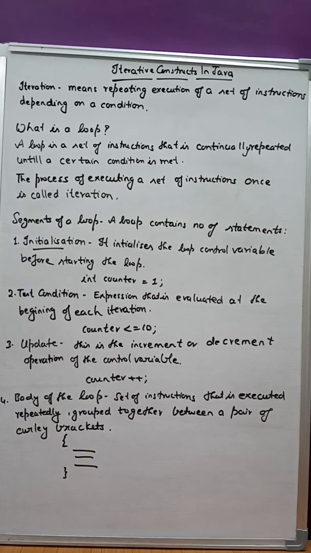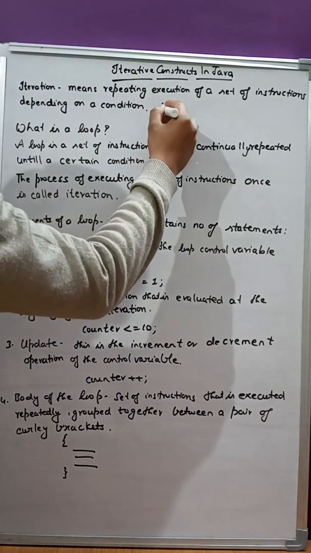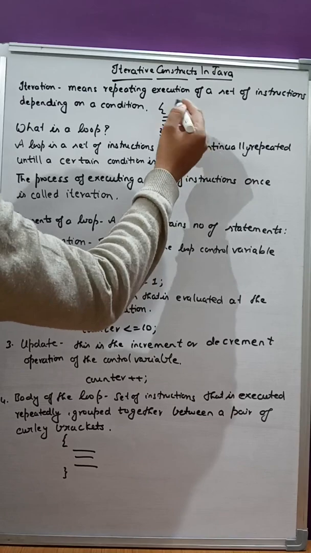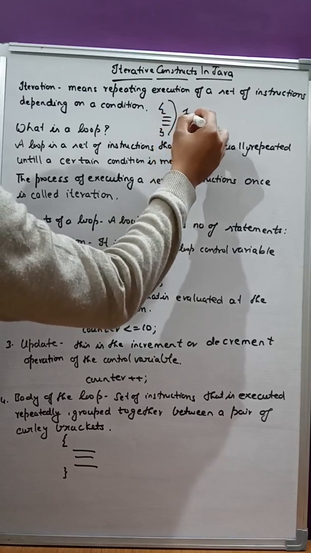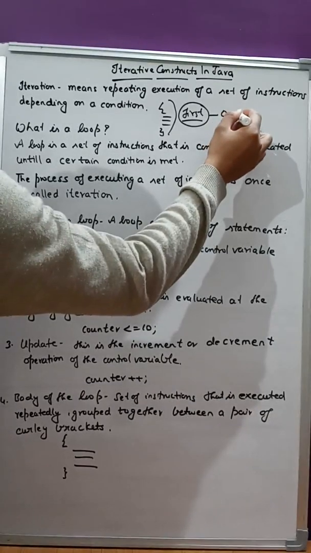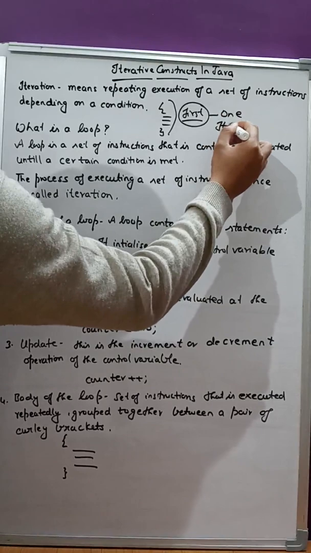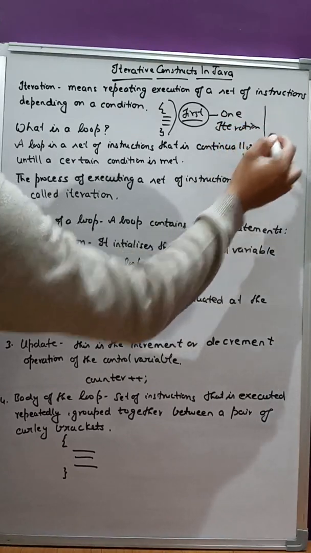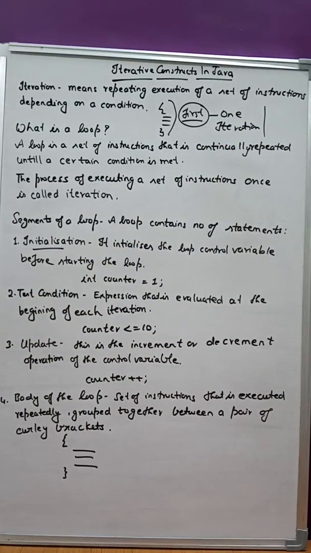One more definition for iteration is the process of executing a set of instructions once. If you are provided with some set of instructions and you have executed it for the first time, that one time is known as one iteration. Suppose you have to repeat the process 10 times, there will be 10 iterations. Iterations means how many times you repeat the same set of instructions again and again.